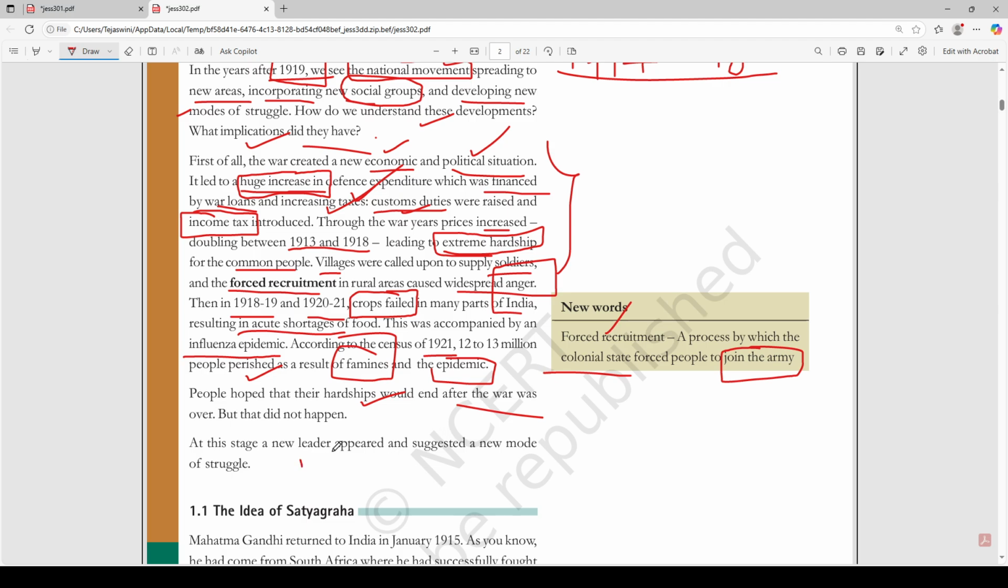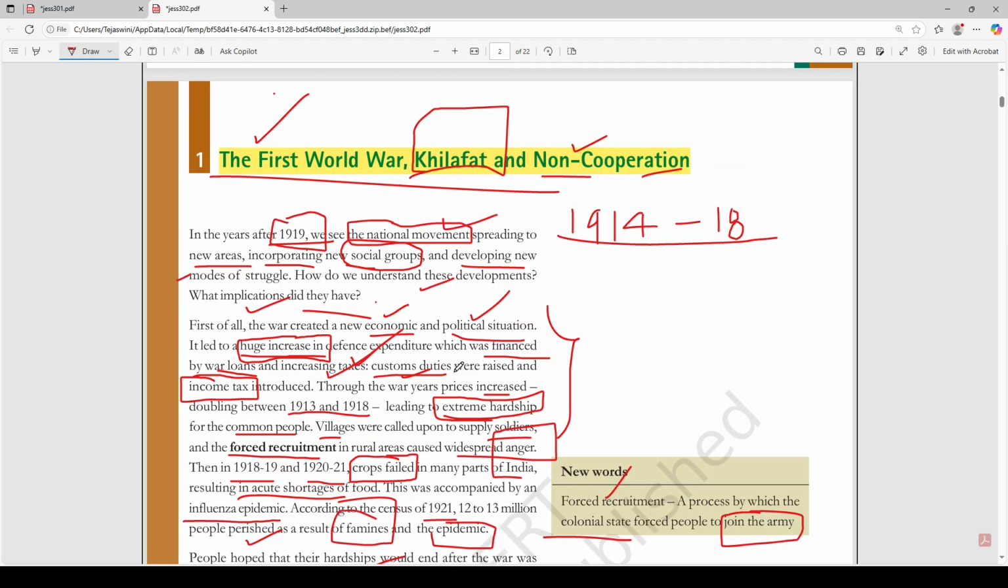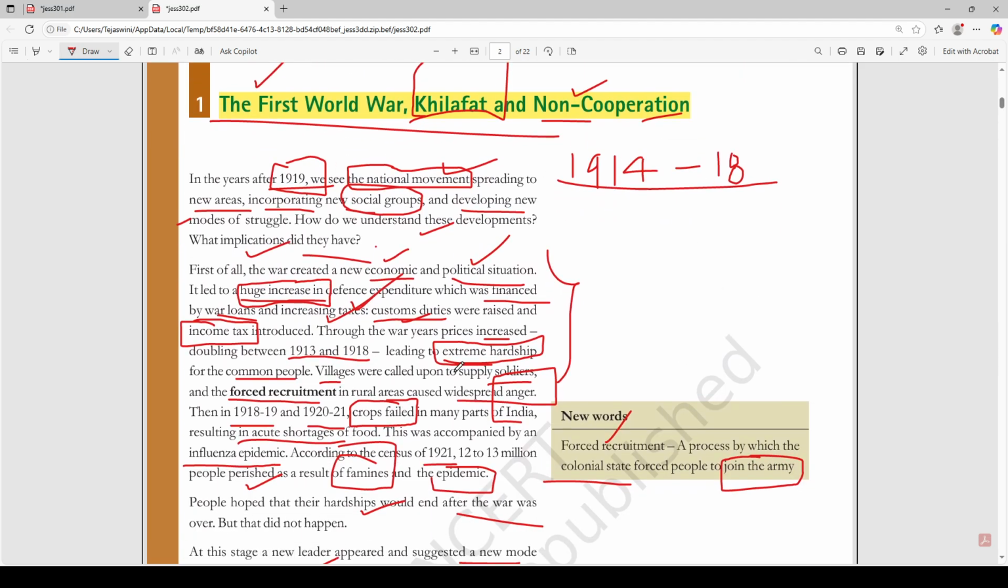At this stage, a new leader appeared and suggested a new mode of struggle. I will tell you a fact about this World War. When World War One was there, the British promised Indian nationalists, you support us, you give us soldiers, we will fight, and after the war you will get your freedom. But it did not happen. The British cheated the Indian leaders. They did not give freedom as they promised. Okay, understood? So this much for today.